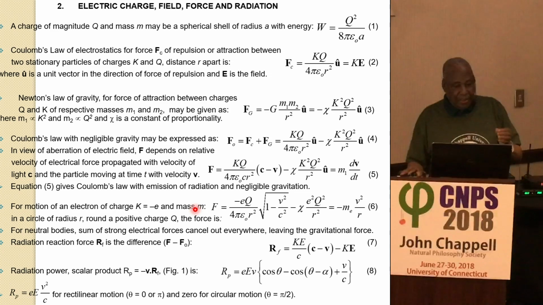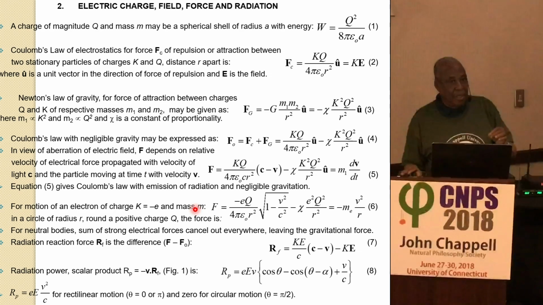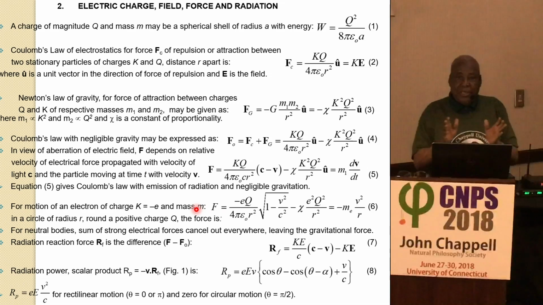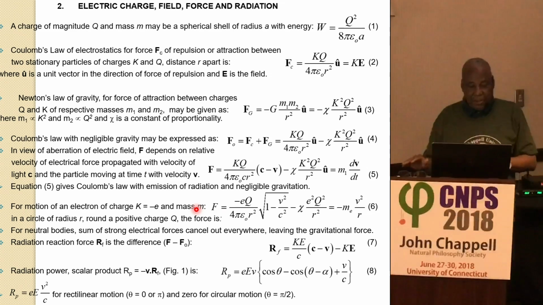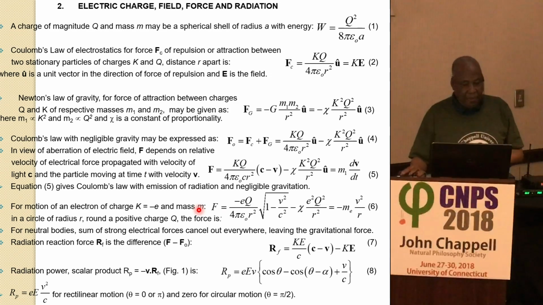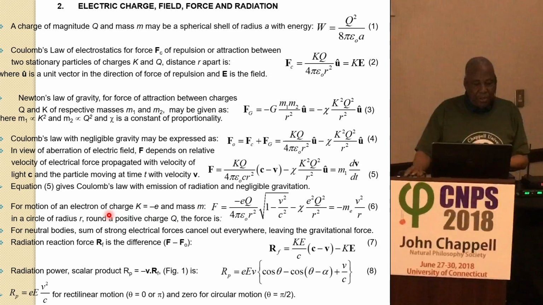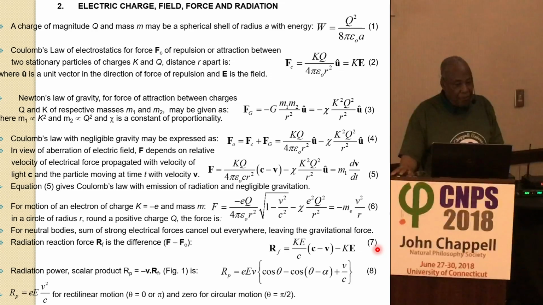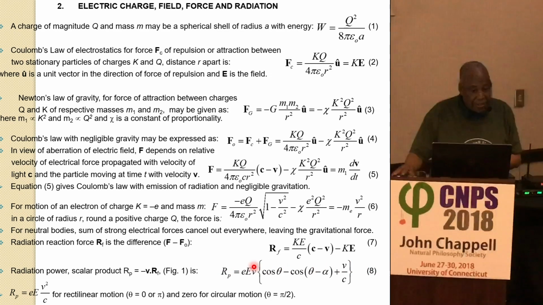So I repeat this again. The radiation reaction force is the difference between the force on a moving charged particle and the force on a stationary particle. The radiation power is a scalar product of the radiation reaction force and the velocity. If you take the difference between the force on a stationary particle and the force on a moving particle, you get the radiation reaction force given by equation 7. If you take the scalar product of the radiation reaction force, RF here, with velocity, it gives you the radiation power, RP, equation 8.